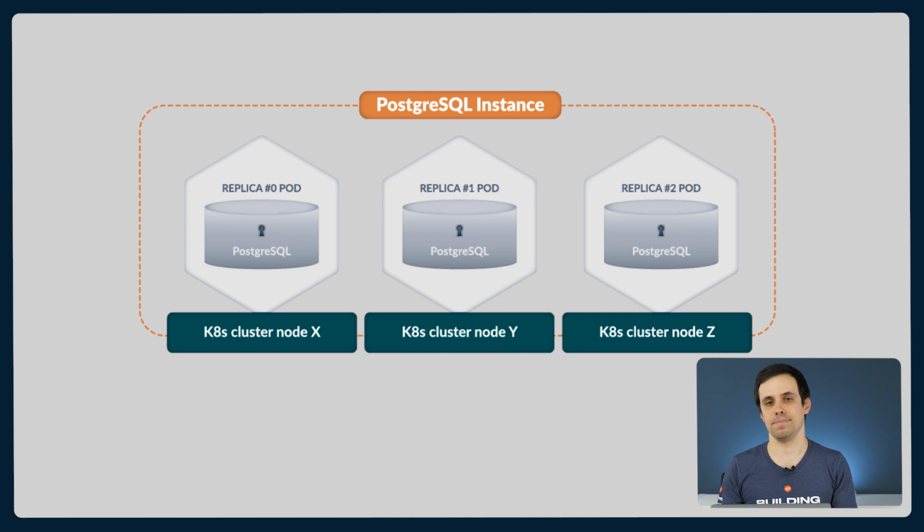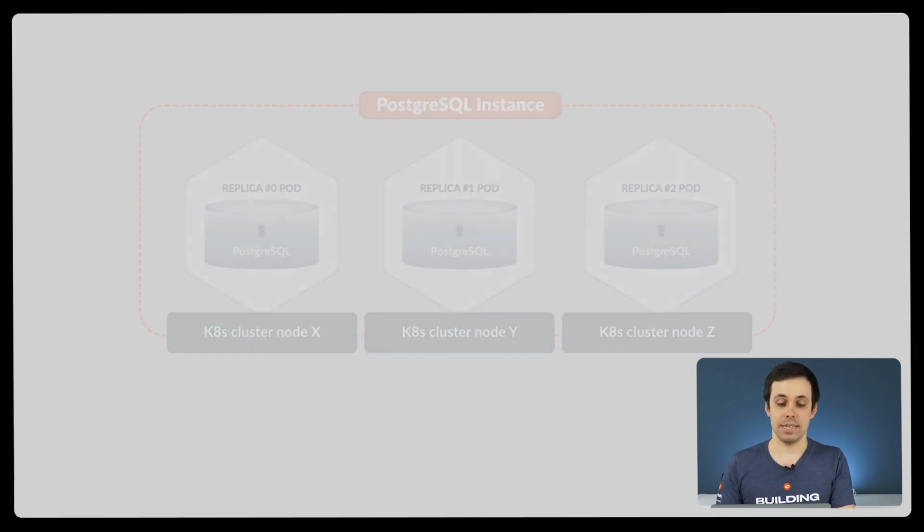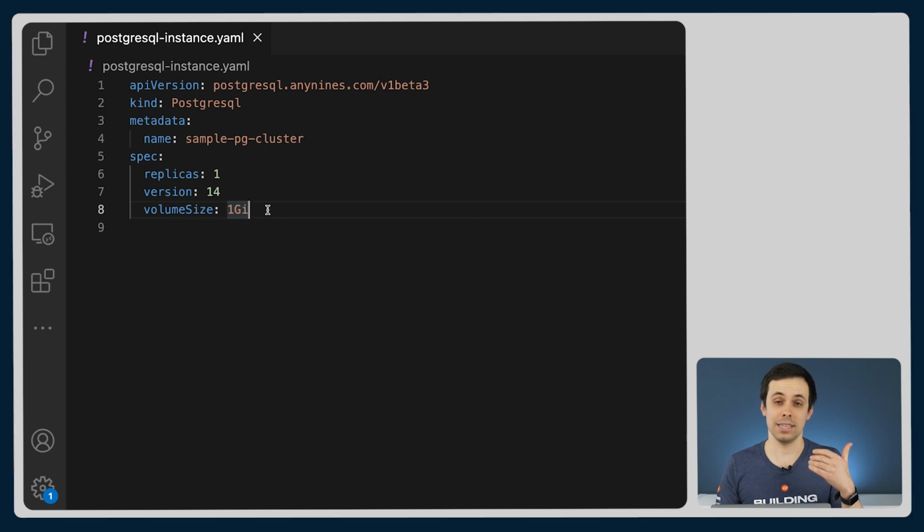How can we do that? Well, here in my editor, I have the YAML manifest that I initially applied to the cluster to provision this PostgreSQL instance. And in fact, as you can see, it says replicas equal to 1. If we want to scale it up to 3 replicas, all we have to do is go back to this manifest, modify the replicas field from 1 to 3, and then apply it again. So let's do this.